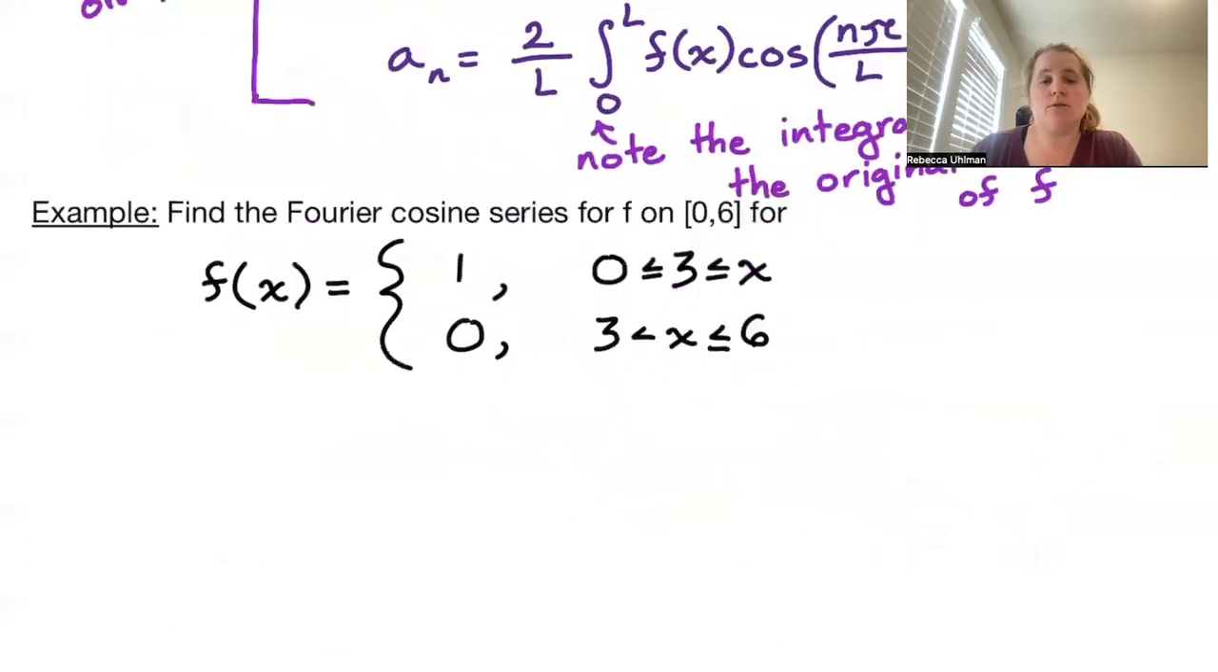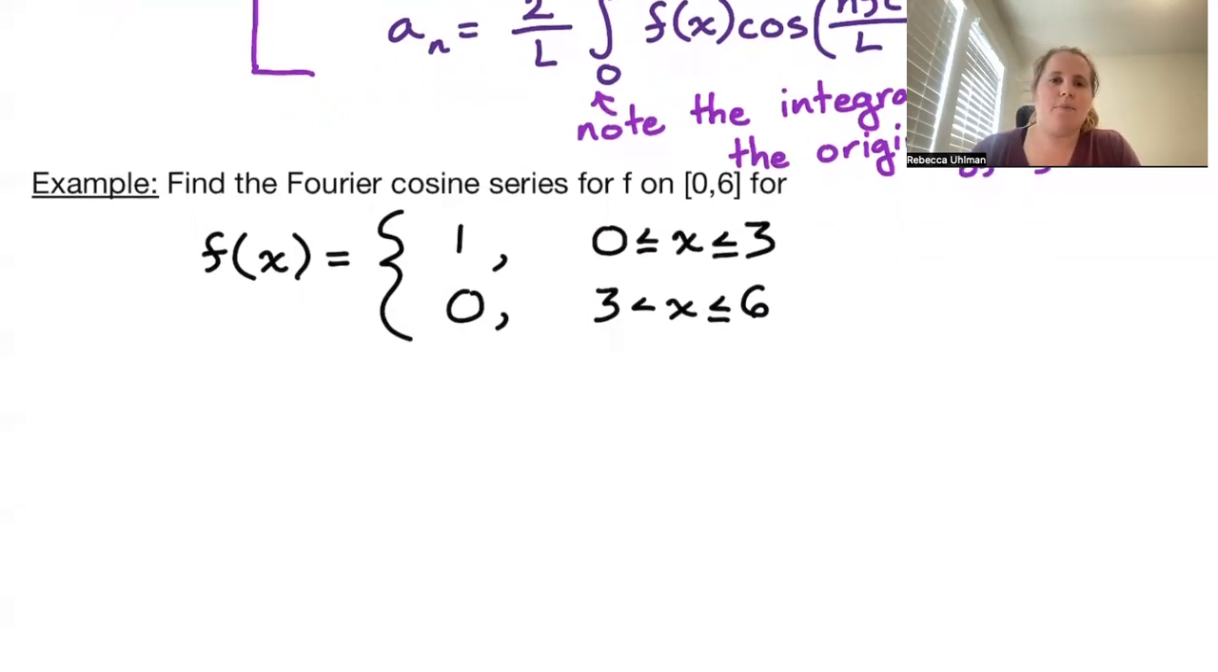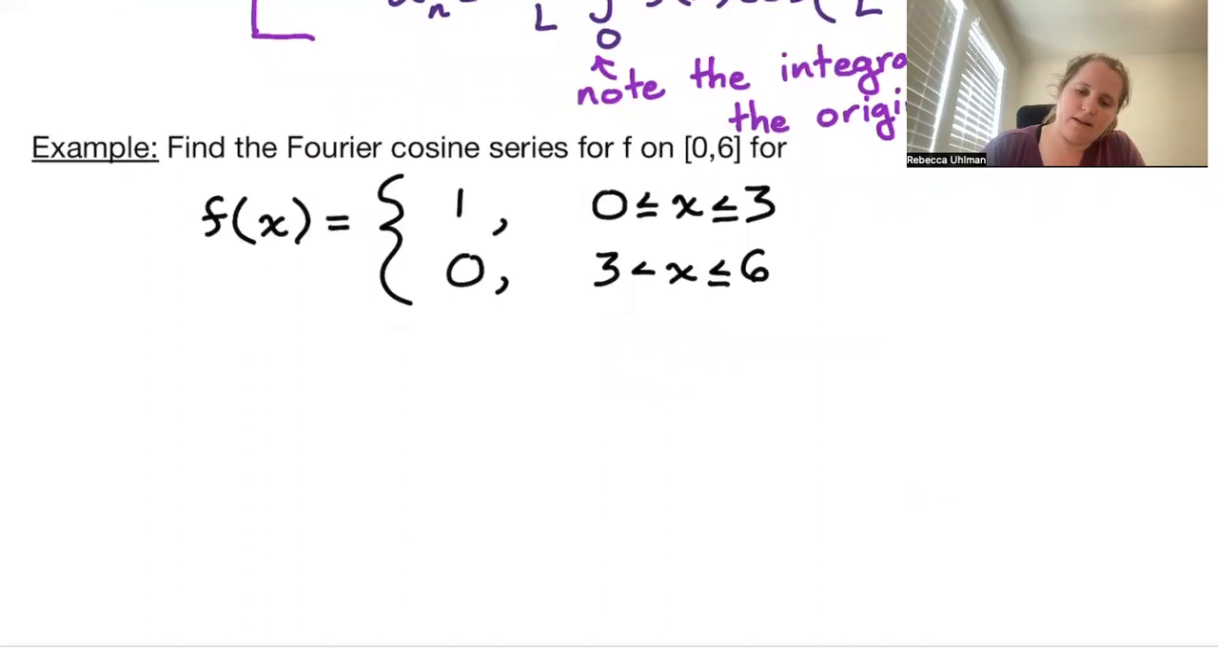So let's go ahead and just do an example. If we want to find the Fourier cosine series for f on 0 to 6, where f of x is 1 from 0 to 3, I swapped my x and 3 there. All right, f of x is 1 for 0 less than or equal to x less than 3, and 0 from 3 to 6. Then we can go ahead and set, we know that we are dealing with a Fourier cosine series.